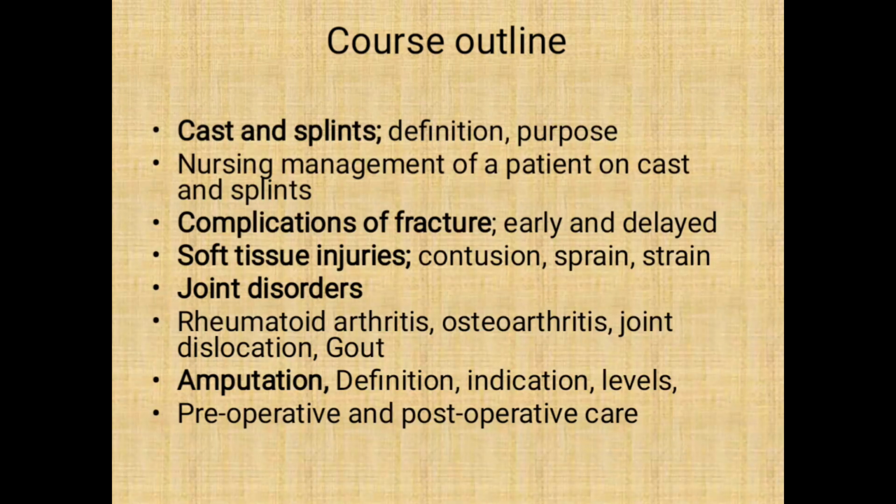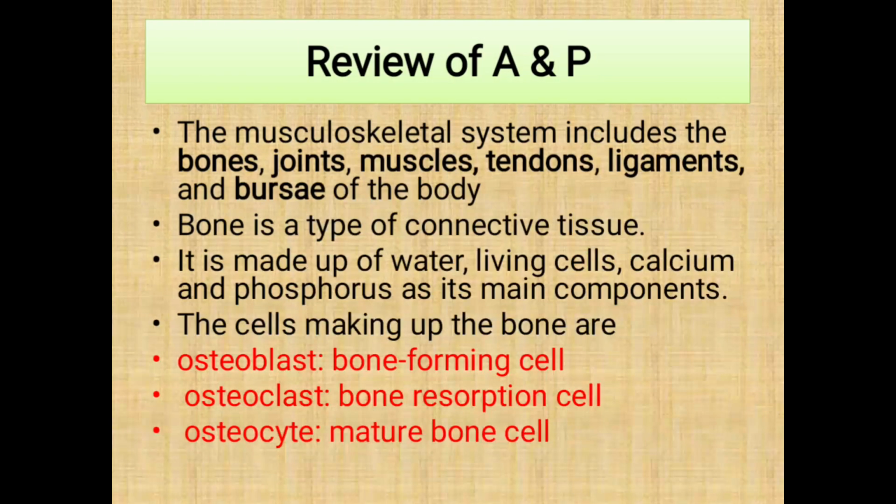We have soft tissue injuries, which includes contusion, sprain, and strain. These are common, especially among children. Then joint disorders. We have what we call rheumatoid arthritis, osteoarthritis, joint dislocation, and gout. Also, we have amputation. We will cover amputation, definition of amputation, indications of amputation, and then levels of amputations, pre-operative and post-operative care of amputation.